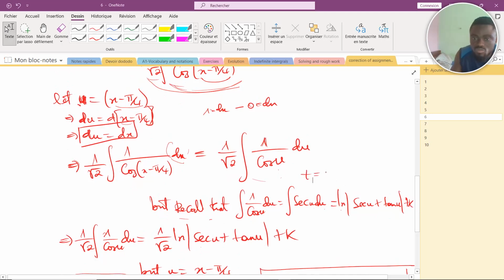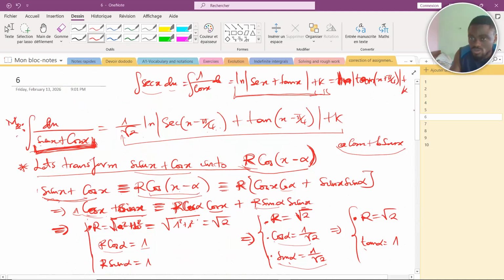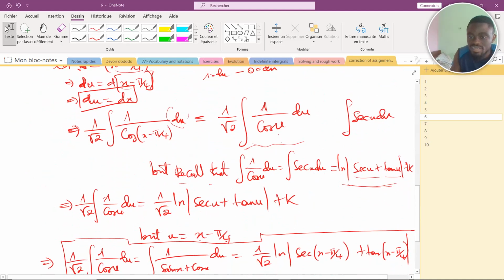Now from here, you can already do the substitution. You can let your t be equal to tan of u divided by 2, and you do what we usually have to do. But for me, there is no need of doing it here because I can remember that this is a known formula. I can remember that the integral of 1 all over cos u du is the same thing as the integral of sec u du. Recall that this integral is ln of the absolute value of sec u plus tan u. Do you now see why I was talking about this? So we know that this integral is equal to this.